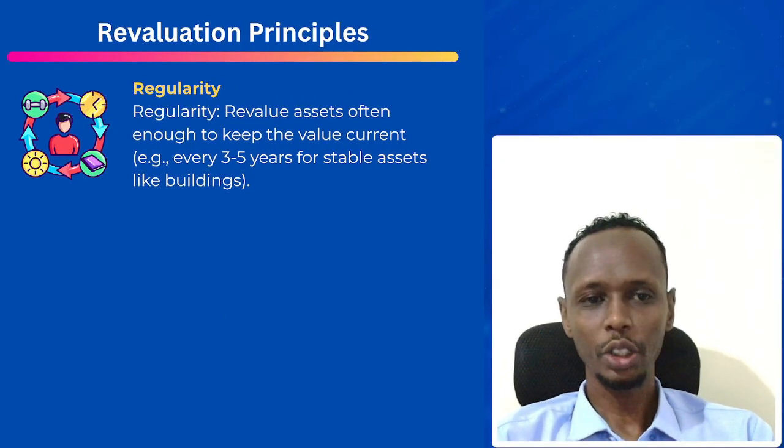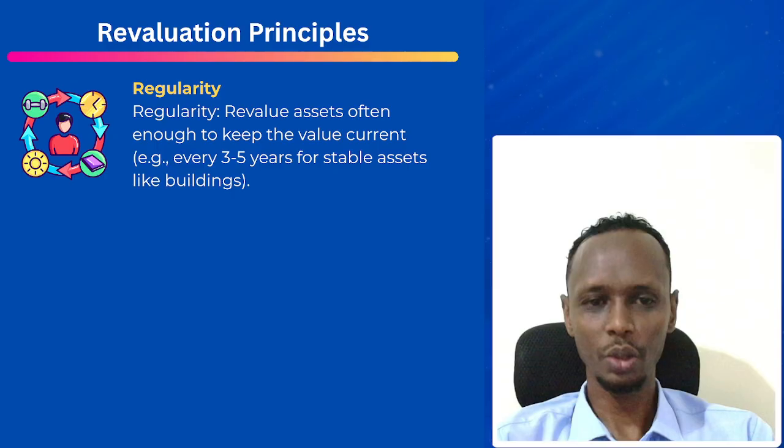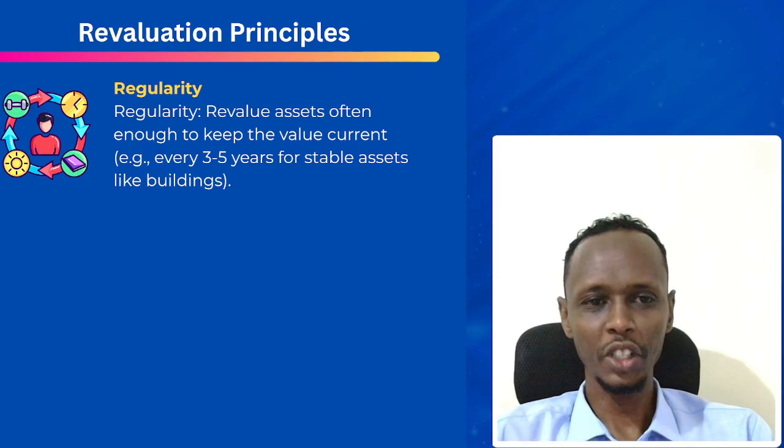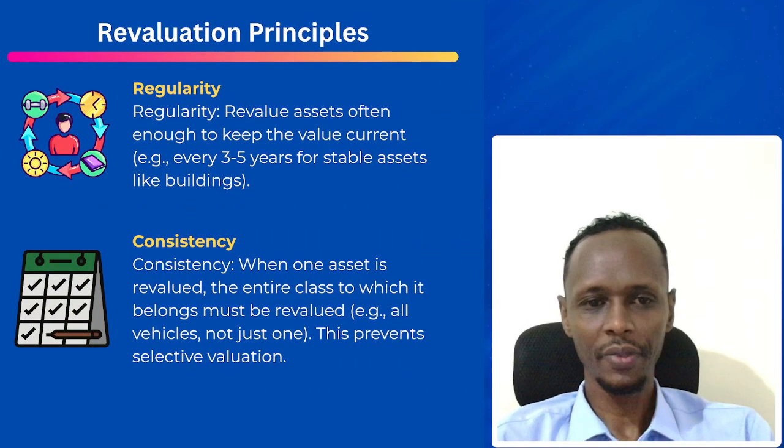We have been talking about revaluation. What is this revaluation? There are principles which we follow. First, regularity: revalue our assets often enough to keep the value current, e.g., 3 to 5 years, which I've already mentioned. And then there is consistency, when one asset is revalued.